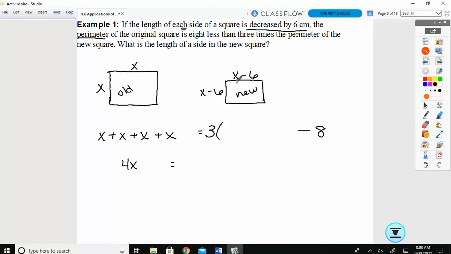So how would I get the perimeter of the new square? You could write x minus 6 plus x minus 6 plus x minus 6 plus x minus 6. Or you could realize there are 4 of those sides and they're all the same. So you could just multiply the x minus 6 times 4. So we have 3 times, then the perimeter of this would be 4 times the x minus 6. Or you could just write it out 4 times.